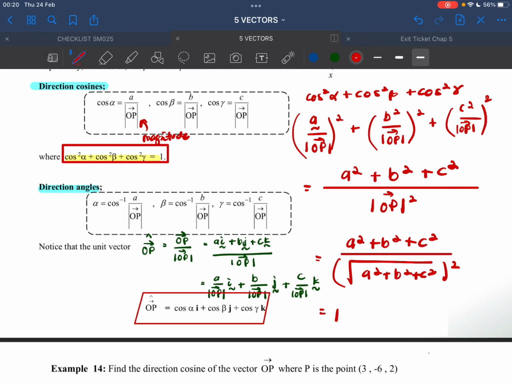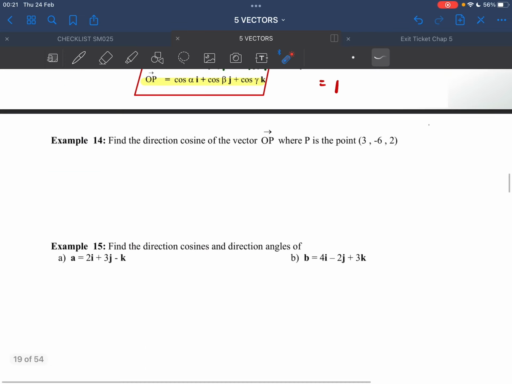Okay, to find the unit vector for OP, we can also use this formula here. Instead of the other formula, we can also use the direction cosine. So if the question asks you to find the direction cosine, hence find the unit vector, we can always use this formula here. So take note of these two formulas. Okay, so now let's go to the example.